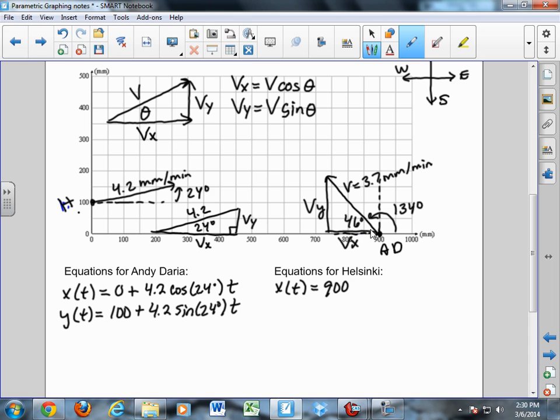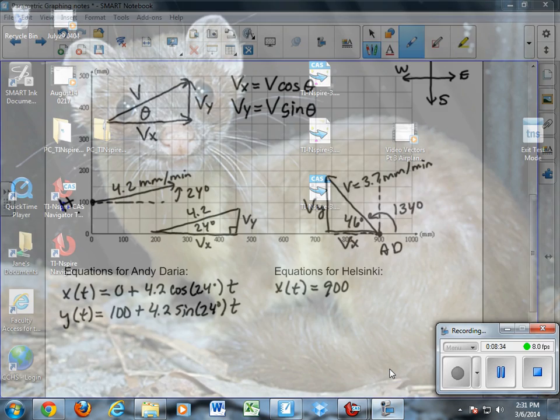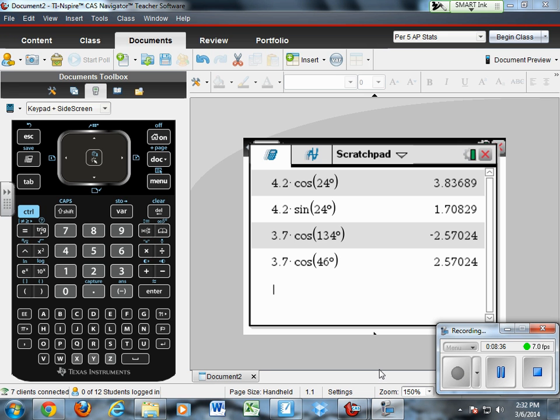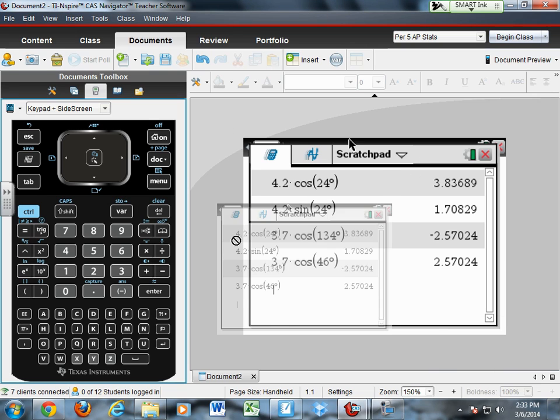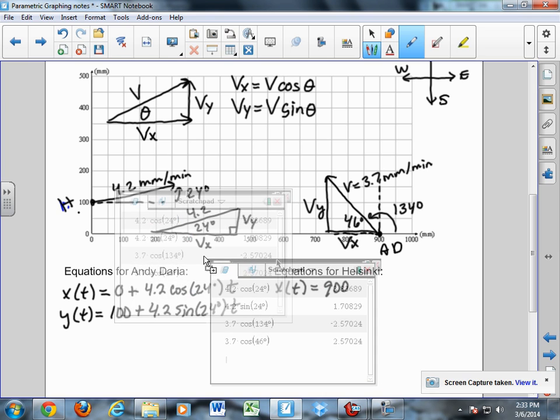So let me just show you what that would look like on the calculator. Okay, I typed in both equations here, 4.2 cosine of 24, 4.2 sine of 24, so I could get the decimal forms of those directions as well. However, when I type in 3.7 cosine of 134 and 3.7 cosine of 46, the two different angles, notice I get opposite values. So I'm going to drag this over into my notes, and I want to take a look at this here.